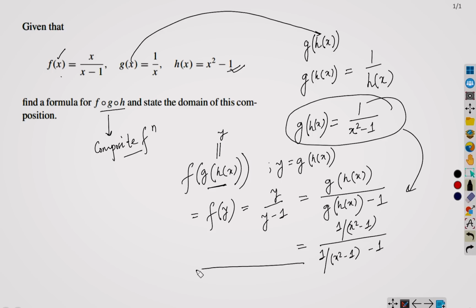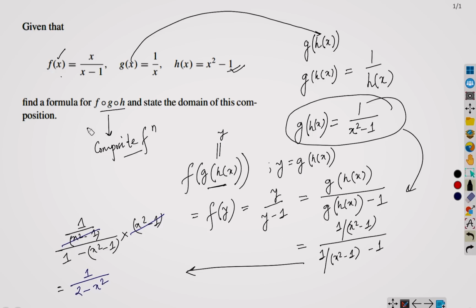Now if we simplify this, since we do not have enough space here, let's write down here. So if we simplify this, we obtain 1 by x square minus 1, then here 1 minus x square minus 1, and this x square minus 1 will go in the numerator, this x square minus 1 and this x square minus 1 will get cancelled out. And in the denominator if we simplify, we obtain 2 minus x square.